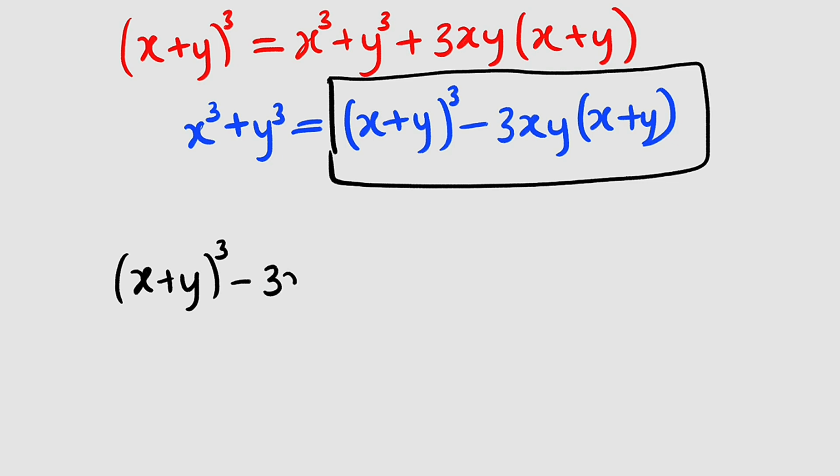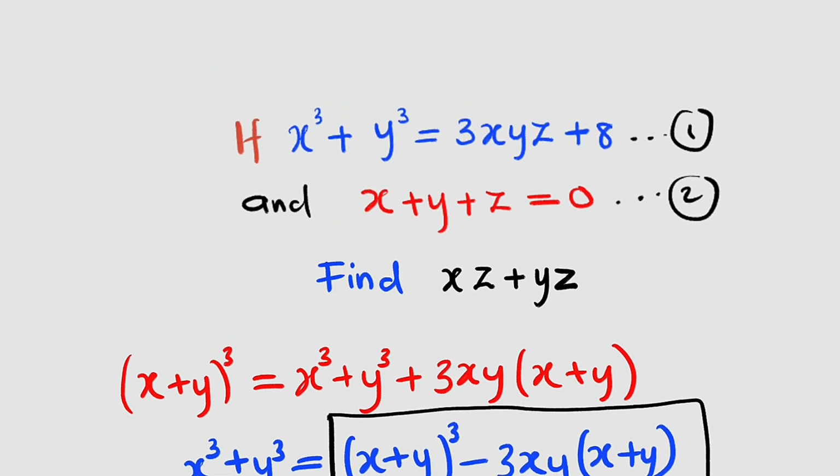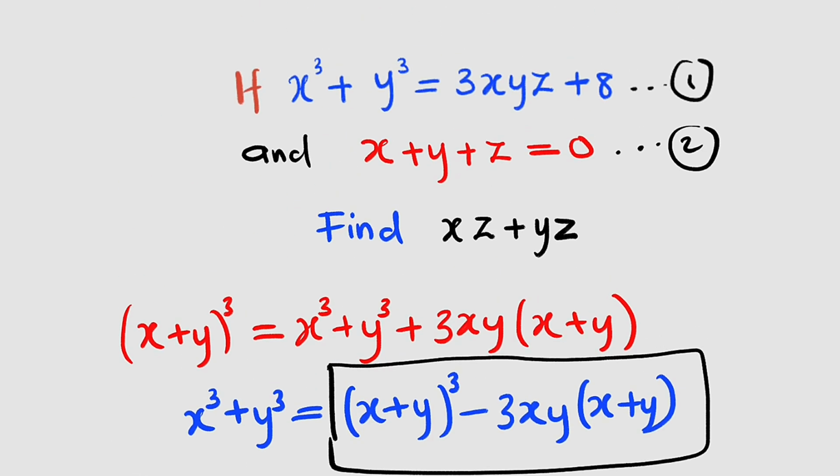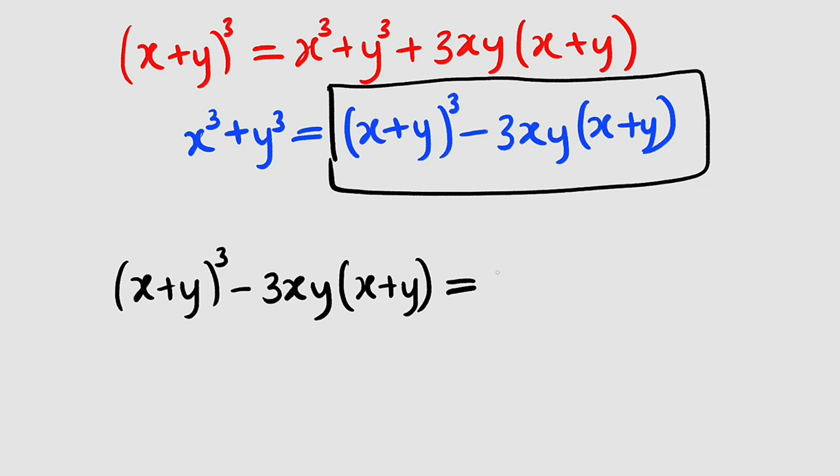So the left-hand side of our equation becomes x plus y to the power of 3 minus 3xy multiplied by x plus y. All right? That is the first term. And on the right-hand side, we still have 3xyz plus 8. Can I call this equation 3?